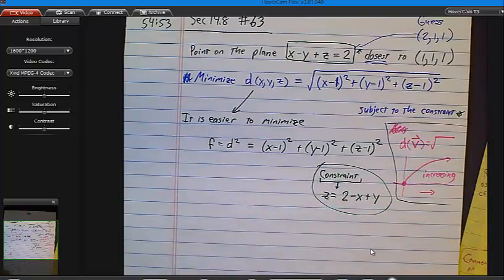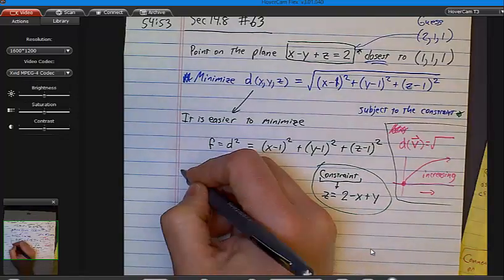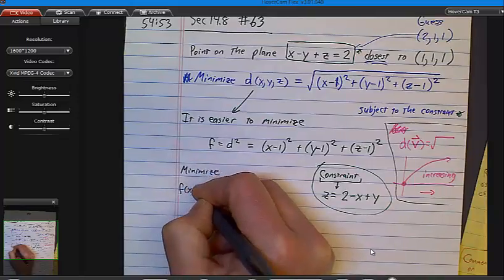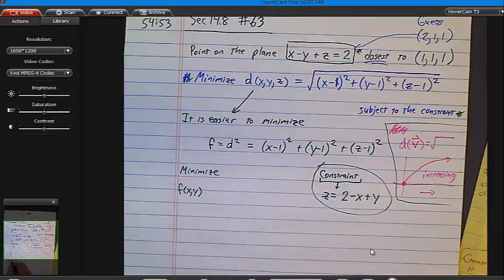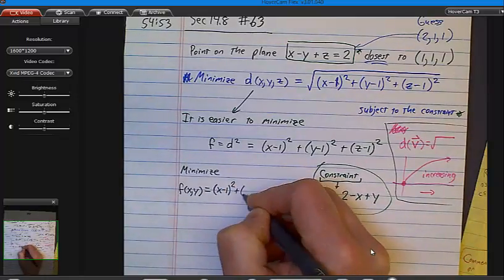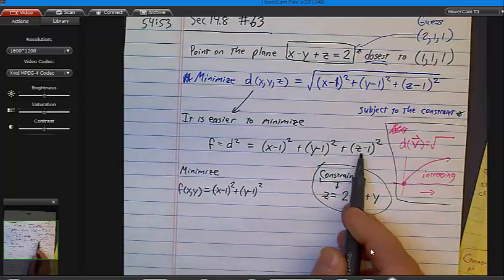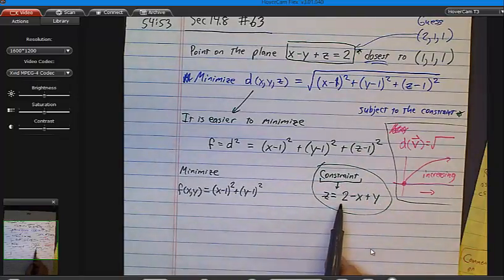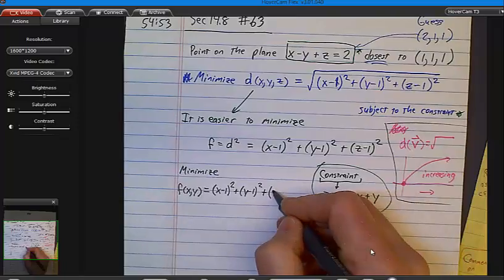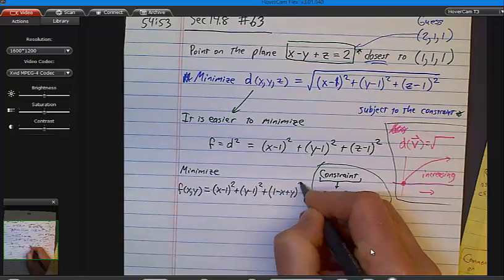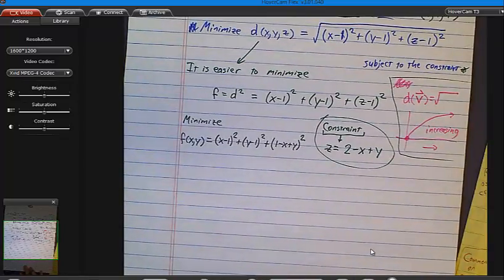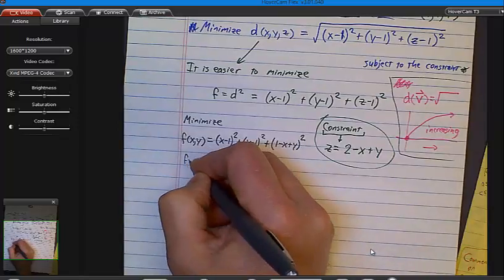And then I'll come over here, and what I'll do now is I will minimize. Now I want to write f as a function of x and y. F of xy is equal to x minus 1 squared plus y minus 1 squared. And then here, this z I will replace with this. Well, there's the 2, right? So 2 minus 1 is 1. So plus, I guess it would be 1 minus x plus y quantity squared. There's f of xy. Okay so far? Let's compute a couple of partial derivatives.